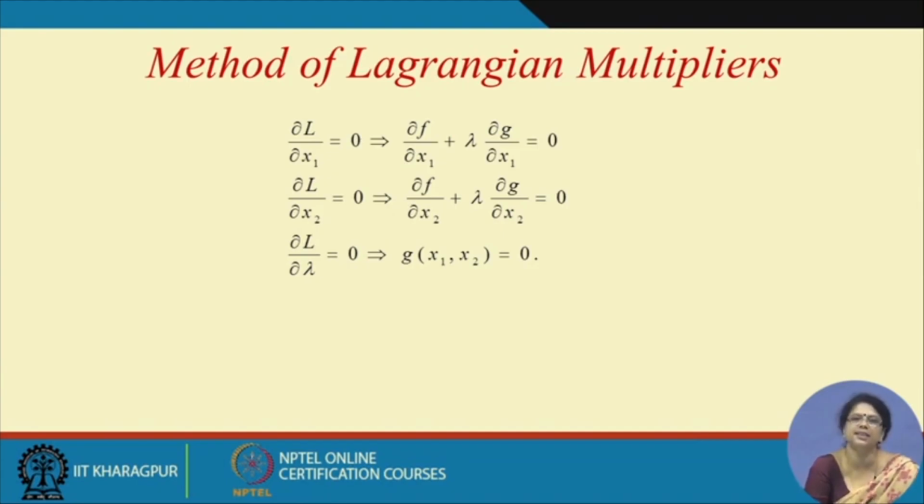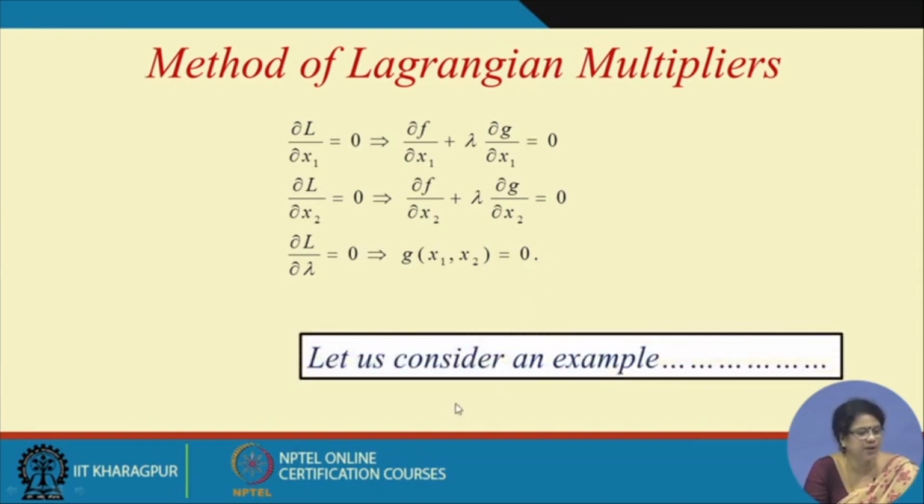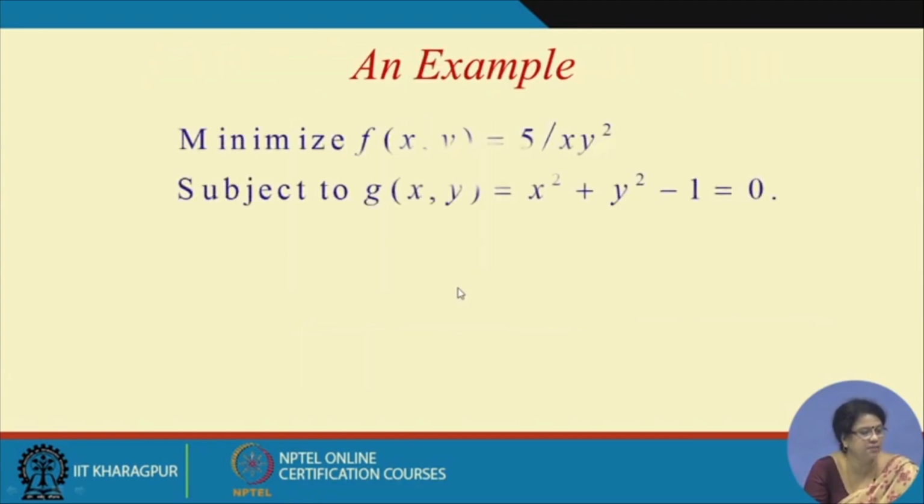But from the third condition, del L by del lambda equal to 0, you see we are getting the original constraint, but that should not be 0, that must be equal to b. So g(x1, x2) must be equal to b from the Lagrange function. Only if we consider b as 0 will it become 0.